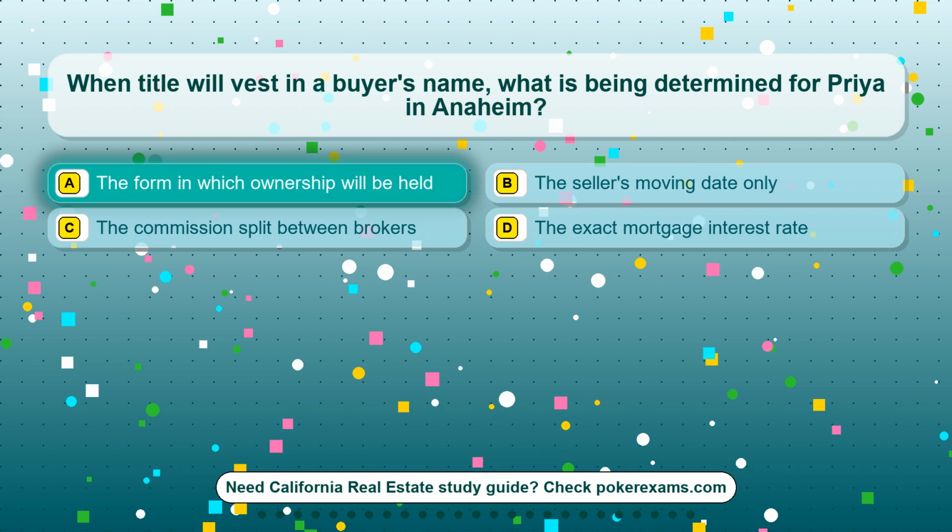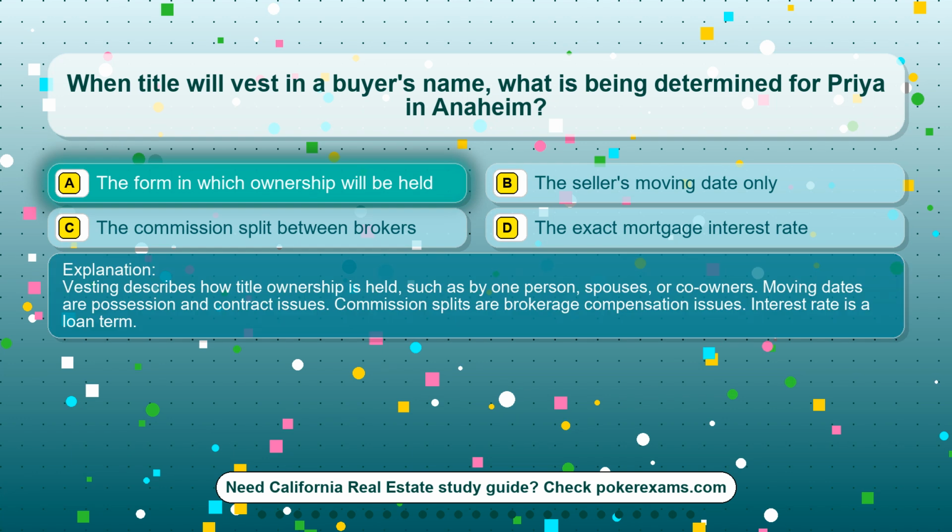The correct answer is option A. The form in which ownership will be held. Vesting describes how title ownership is held, such as by one person, spouses, or co-owners. Moving dates are possession and contract issues. Commission splits are brokerage compensation issues. Interest rate is a loan term.